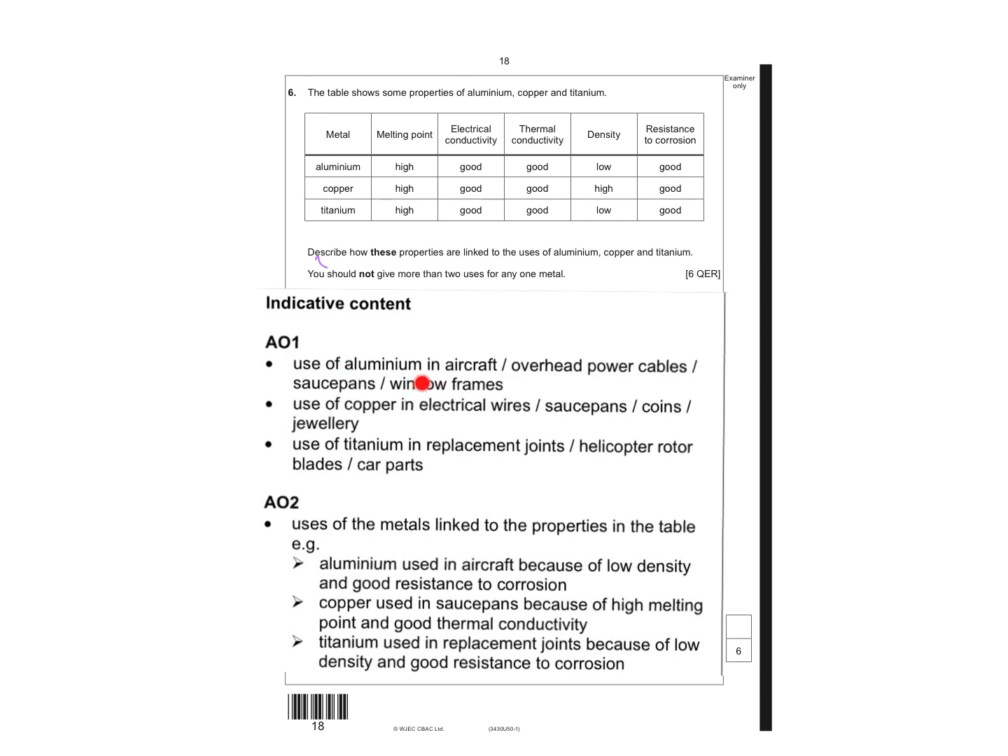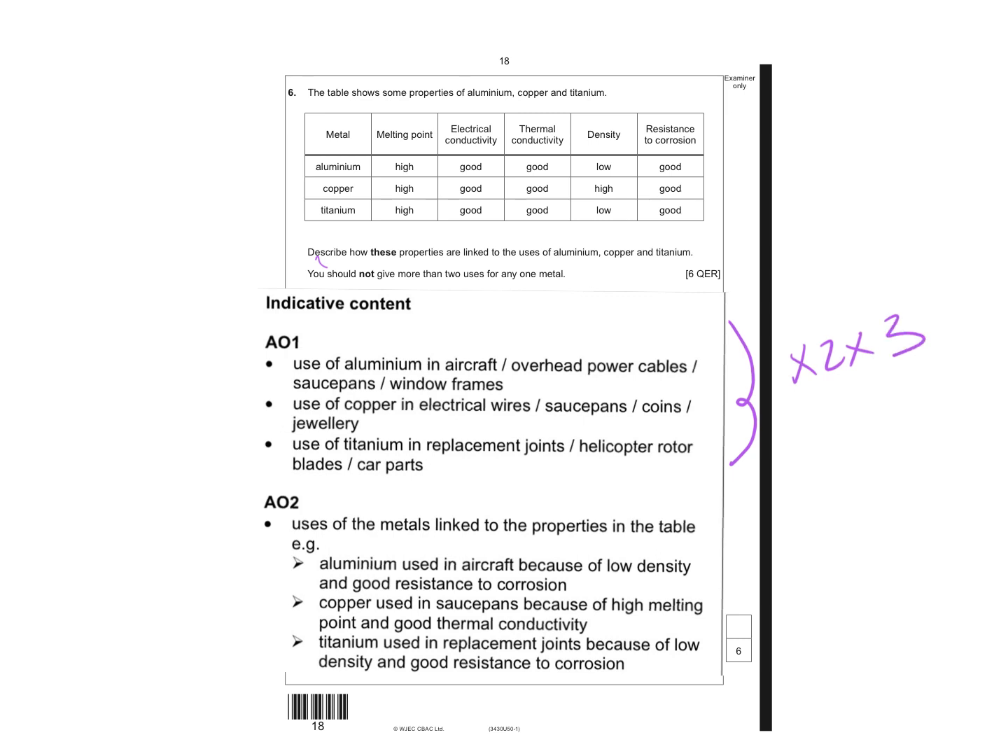So aluminium is used in aircrafts, window frames, saucepans. Copper is used in electrical wires, saucepans, coins. Titanium is used in helicopter rotor blades, replacement joints. Now that, if you could have just done that, is likely to get you 2 to 3 marks, okay?